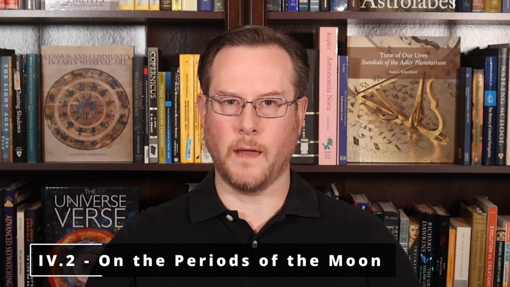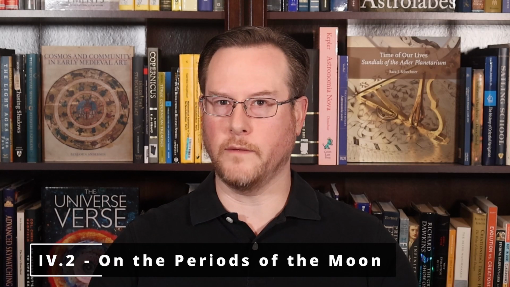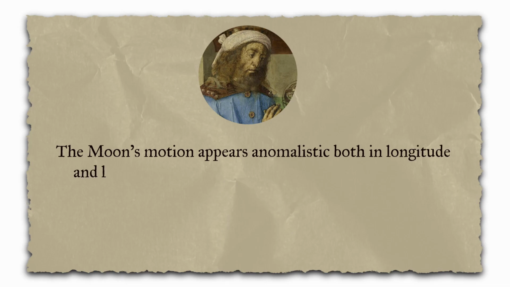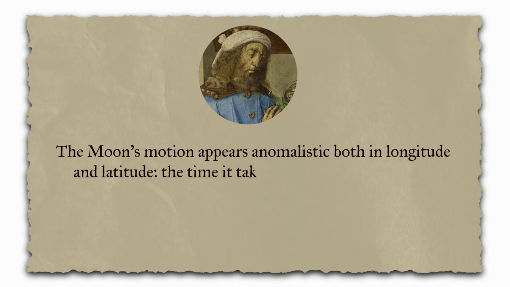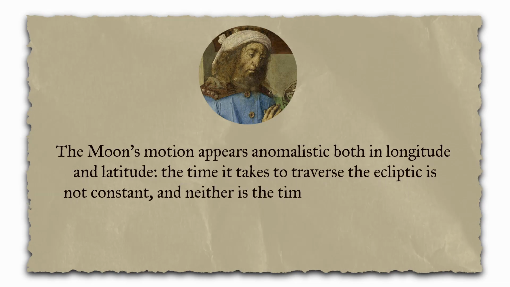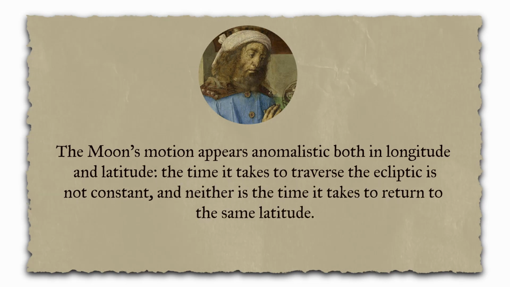Just like Ptolemy began Book 3 with a discussion of the period of the Sun, he now goes into what a period of the Moon means, and it's significantly more complicated. As Ptolemy tells us, the Moon's motion appears anomalistic both in longitude and latitude. The time it takes to traverse the ecliptic is not constant, and neither is the time that it takes to return to the same latitude.